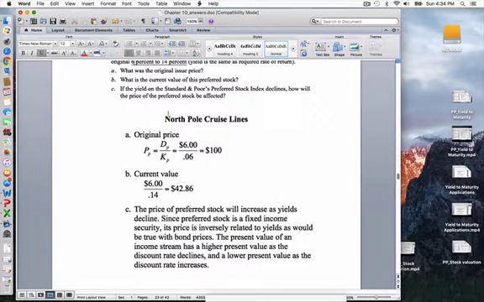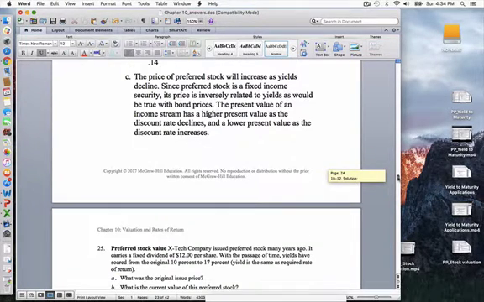Here it says if the yield on the Standard & Poor's preferred stock index declines, now suppose the yield, instead of going up from 6 to 14%, goes down from 6 to a different percent, then what's going to happen with the price? The price is going to go up, you see? The price of preferred stock will increase as yields decline, this inverse relationship.